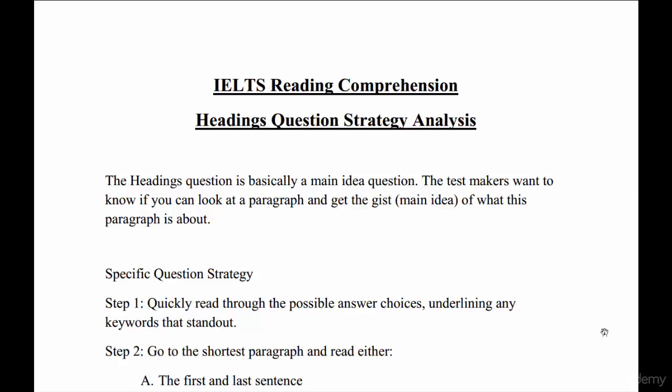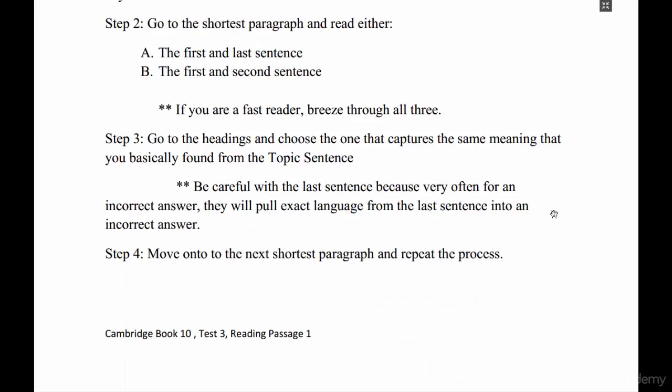Okay, so let's talk about another headings question example. Just a quick review of our strategy. Step number one is to quickly read through the possible answer choices. You may want to underline some keywords that stand out to you. But the main thing is just to read through them and make sure that you have a basic gist of what they are.